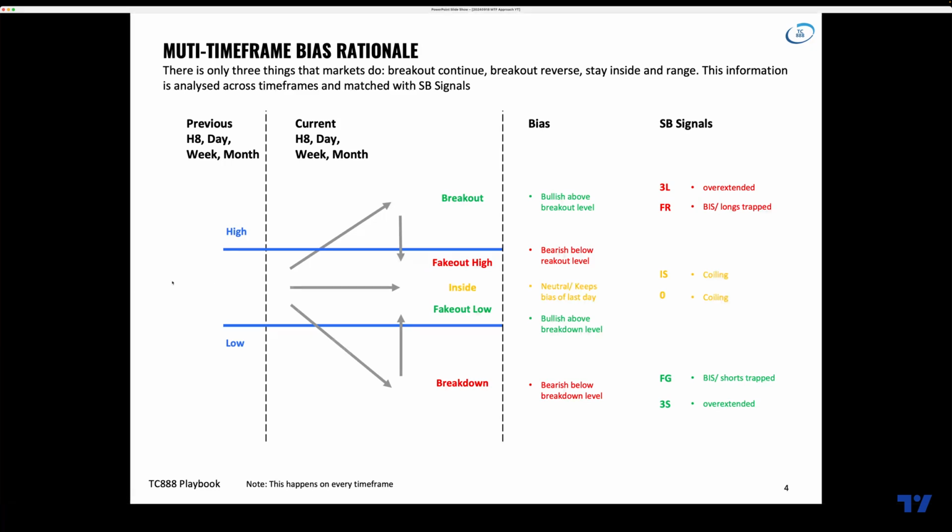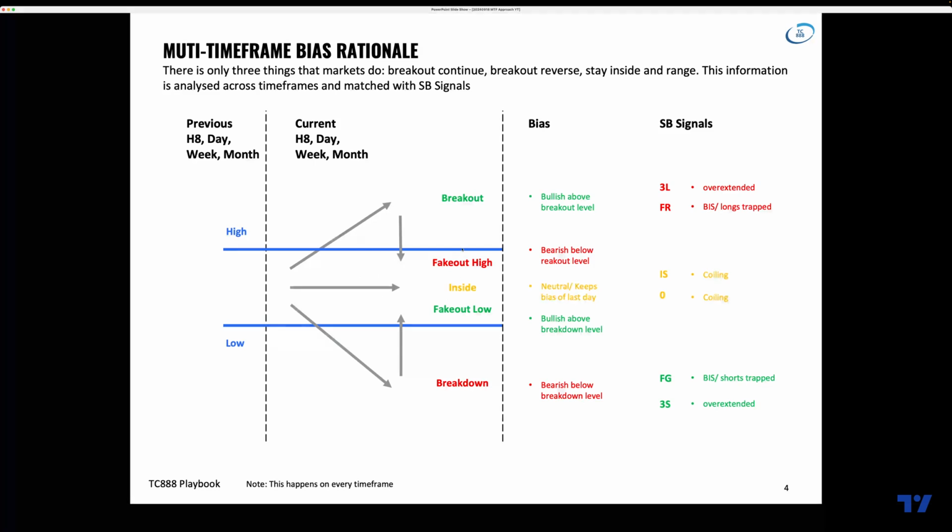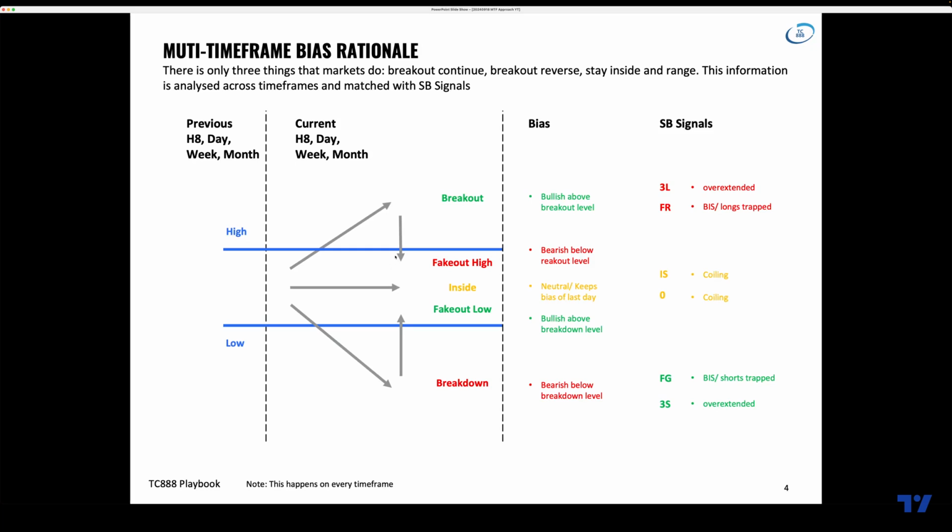Then maybe price didn't break out. It just stayed inside. So this is neutral for the moment and takes over the bias of the last candle. So if this was a breakout and we now stay inside, it's still bullish. So if we have an inside day, for example, that comes out of a fake out low, we have a stronger bias to the long side. And we might look for a fake out low reversal inside day trade, or an inside day breakout long from this situation.